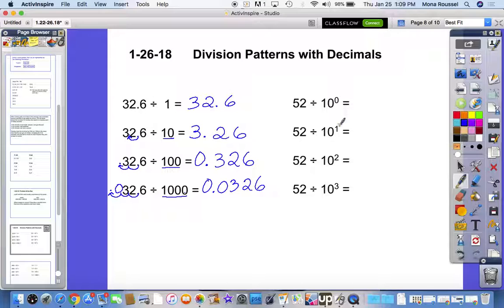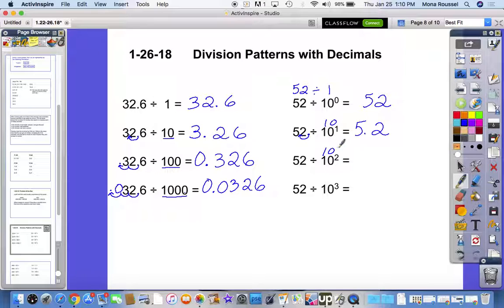Keeping in mind what we remember about our exponents, any number to the power of 0 is equal to 1. So this is like 52 divided by 1. 52 divided by 1 would be 52. 10 to the power of 1 is the same as 10, which we remember means one place value column. So we will move the decimal one time to the left. Well, 52 is a whole number, so the decimal is not already there. As we've learned, the decimal starts behind the whole number, and we can move it one place to the left, so it now ends up between the 5 and the 2. We have 5 and 2/10.